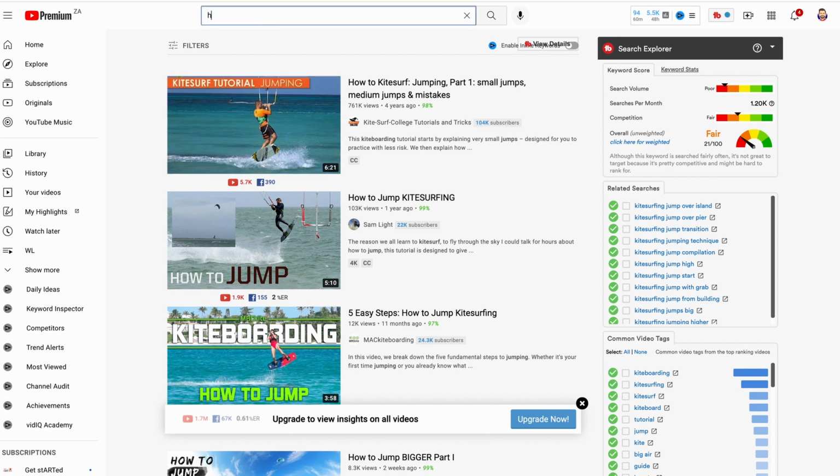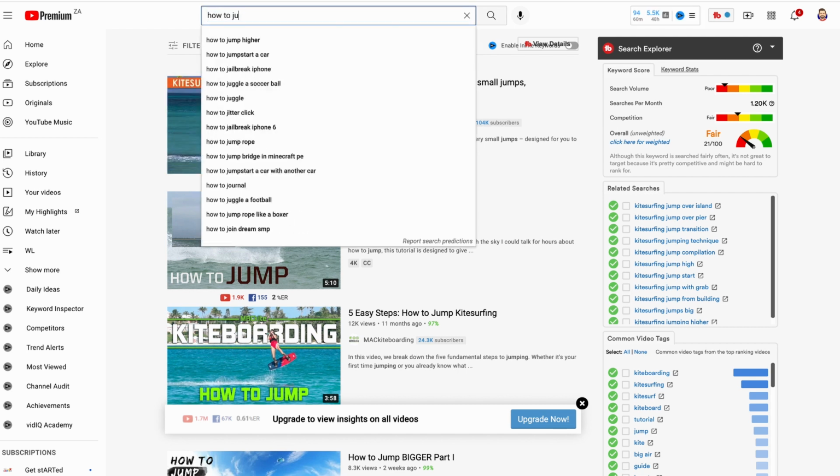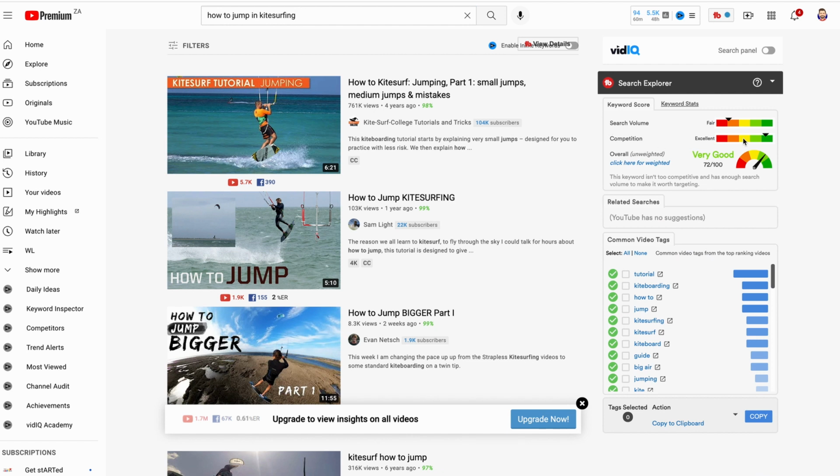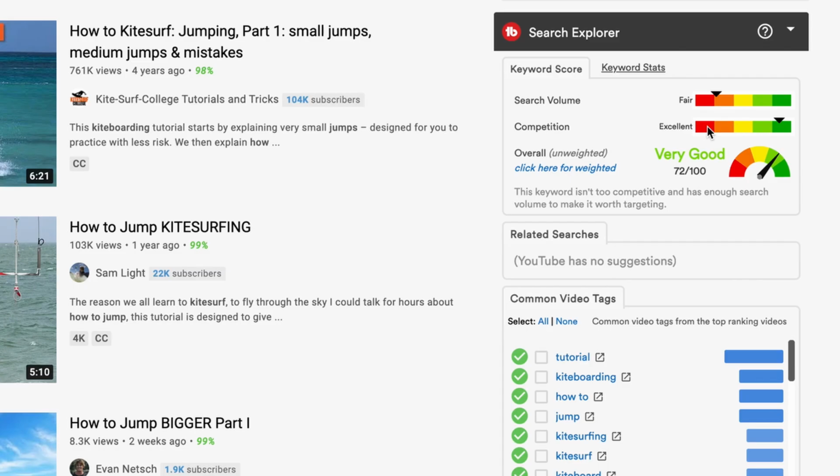Let's go into how to jump in kite surfing. Now look at this, the competition has gone down to green because we're more specific. We want to know how to jump in kite surfing. That's really specific and shows that it's a good keyword. Yes, our search volume has come down a bit, but the main thing I want you to focus on when you're first starting out is finding low competition keywords because they are so specific.